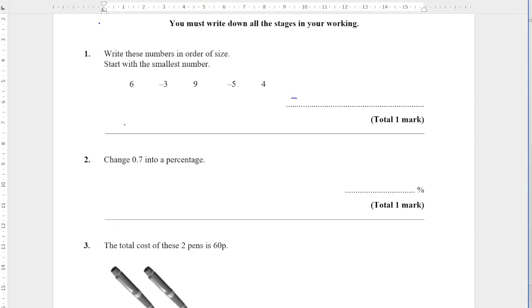So we're starting with -5, -3. Get rid of my negative numbers. We've then got 4, 6, and 9. Stick commas between them. There we go.